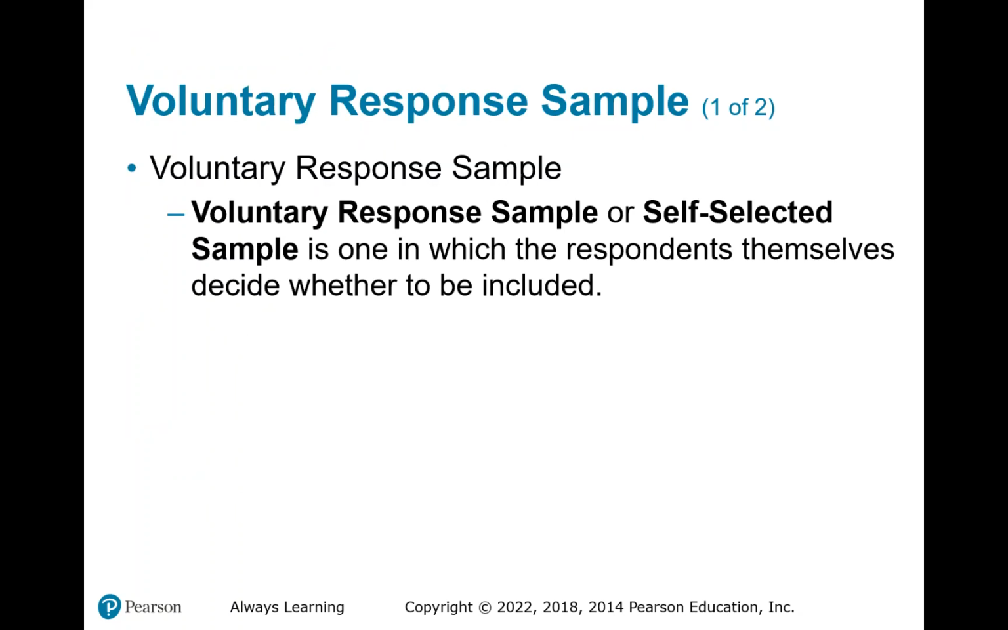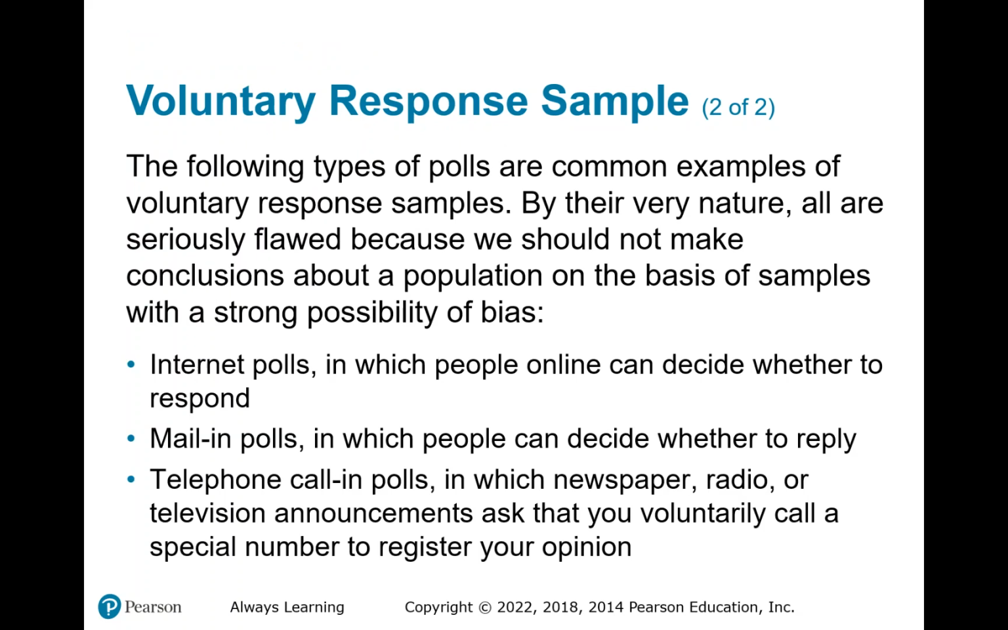So just as a reminder, a voluntary response sample or self-selected survey sample is one in which the respondents themselves decide whether to be included. The following types of polls are common examples of voluntary response samples. By their very nature, all are seriously flawed because we should not make conclusions about a population on the basis of samples with a strong possibility of bias. Internet polls, mail-in polls, and telephone call-in polls are all examples of where people decide whether to respond.